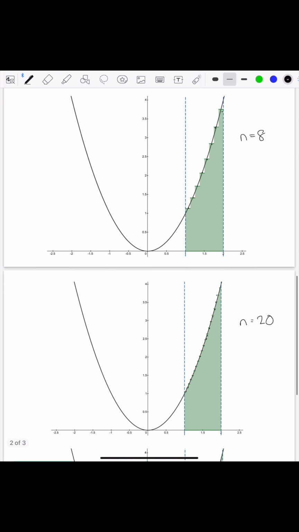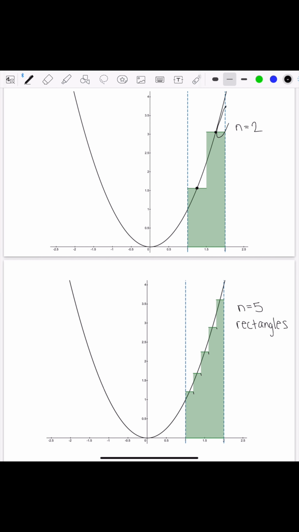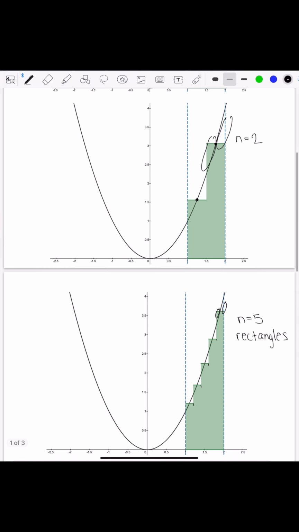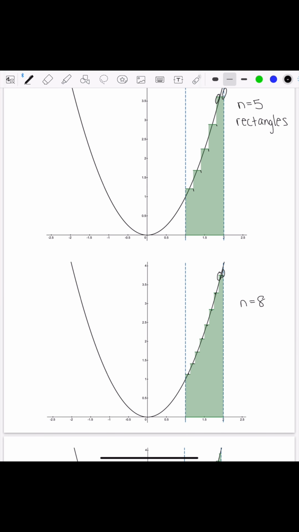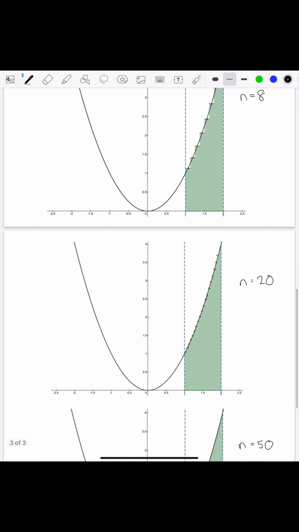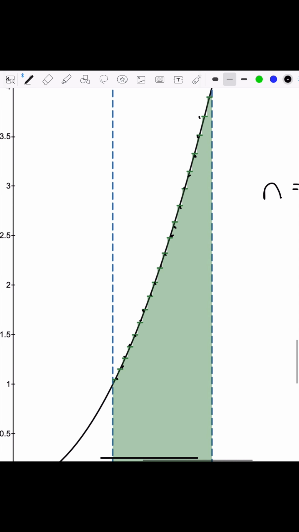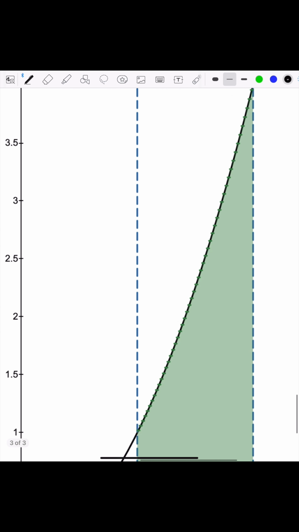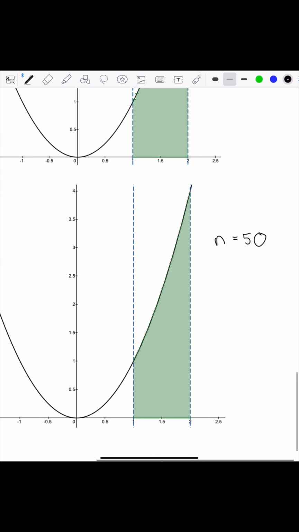So as you can see, as we increase the number of rectangles, the area that we're missing and the area that's overcounted shrinks. In this one it's hard to see, but there is still error, where there's a little tiny area above and little tiny areas below that are missing. But once we get to 50, that's virtually gone, right? This is a pretty good approximation for A.